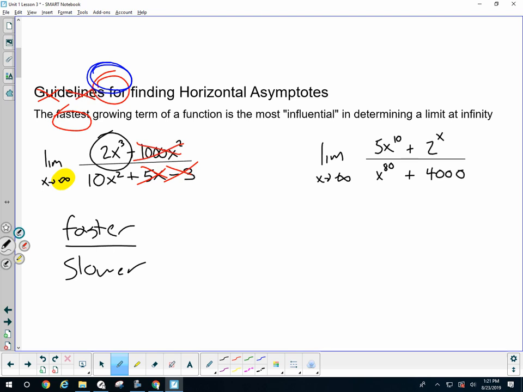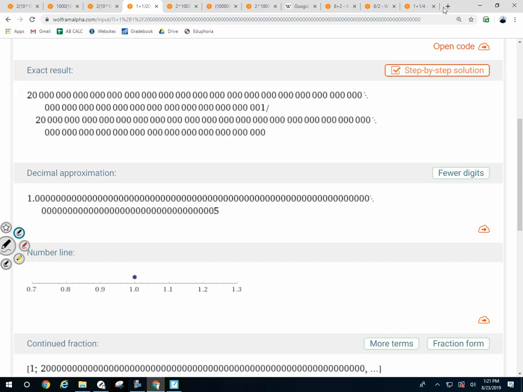Take a guess with your neighbors. Pick a side. Which one's going to produce bigger values when I plug in 1,000,000? Is 2 to the millionth going to be bigger than 1,000,000 to the 10th power? And let's even go 1,000,000 to the 80th power. What's going to be larger? 2 to the millionth or 1,000,000 to the 80th? Discuss. Pick a side. All right, raise your hand if you think 1,000,000 to the 80th power. Raise your hand if you think 2 to the millionth.